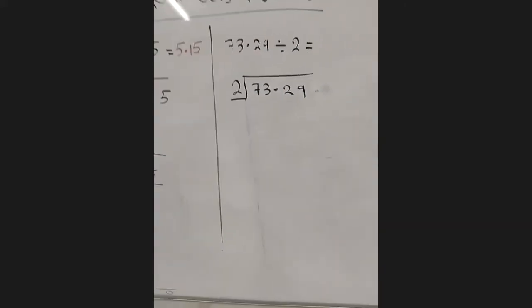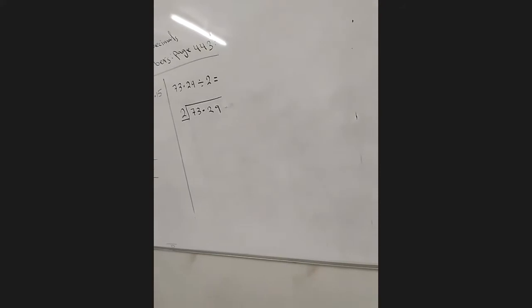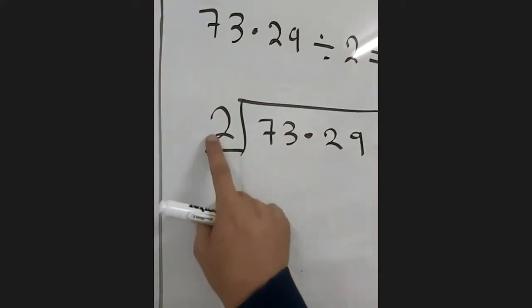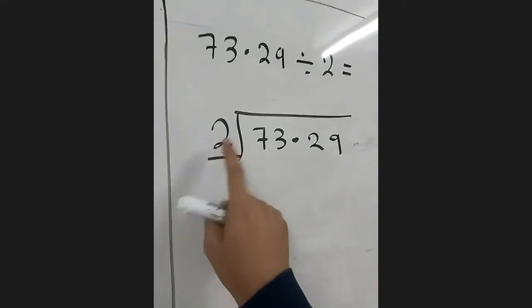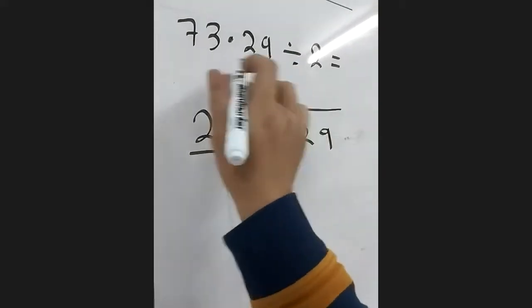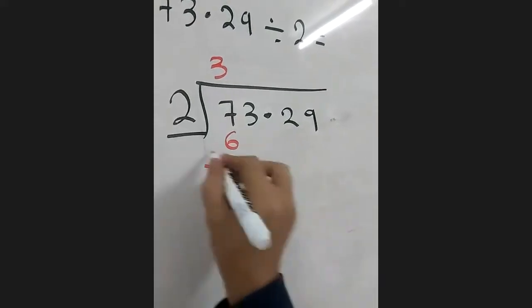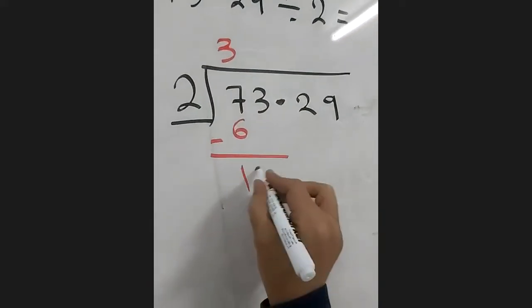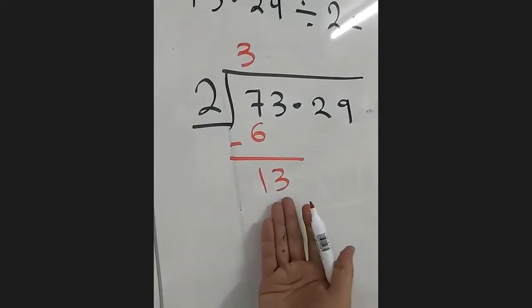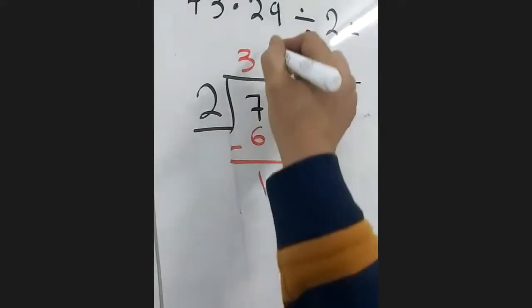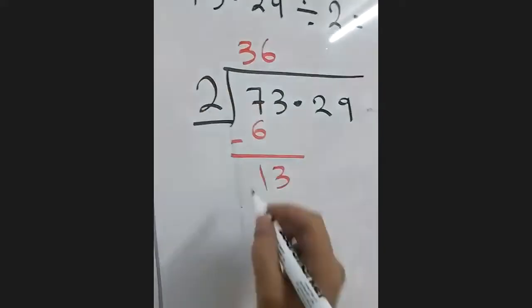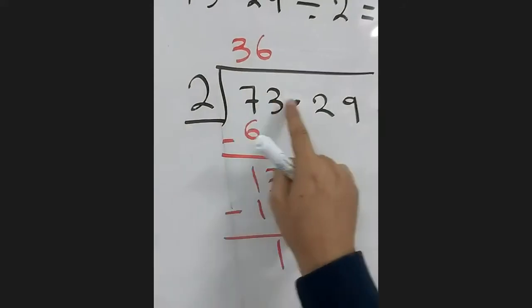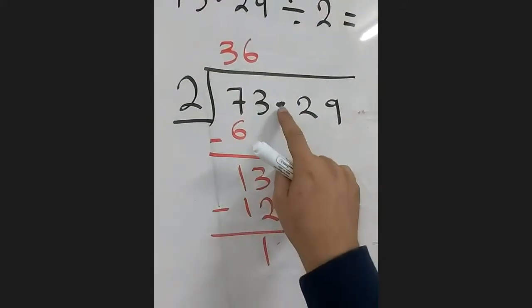Now look here, guys, it's important. Now I'll start with 7. Can 7 be divided by 2? Yes, 7 is bigger than 2. So here we have a 3. 3 multiplied by 2 is 6. Subtract, 1. Then I'll get the 3 down. We have 13. Now 13 divided by 2 is 6. 6 multiplied by 2 is 12. Subtract, 1. Now I will go to take the 2 down, but I have what?